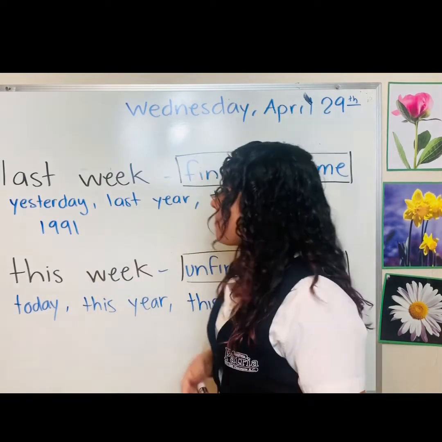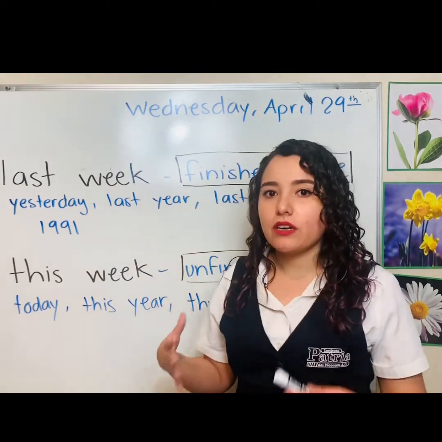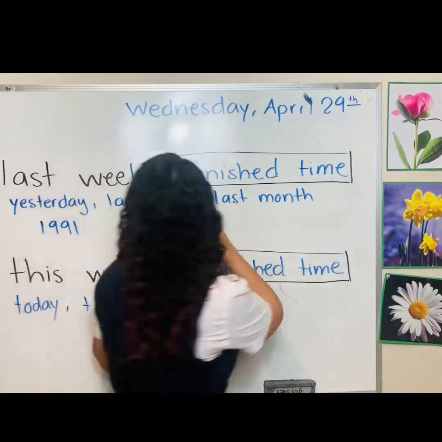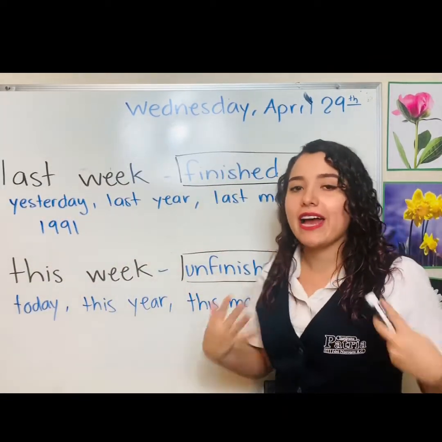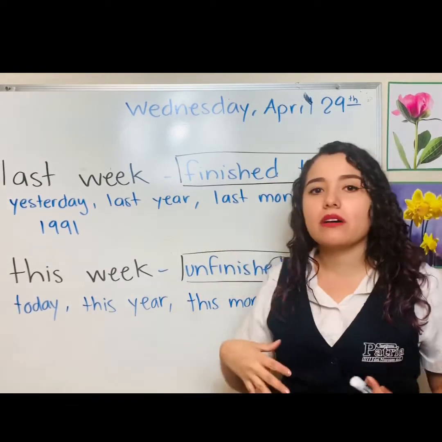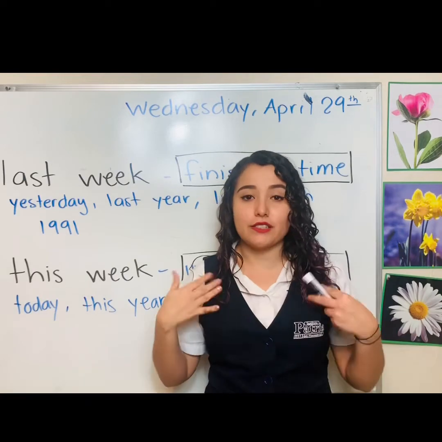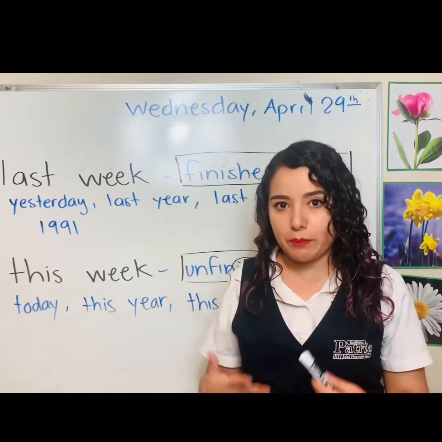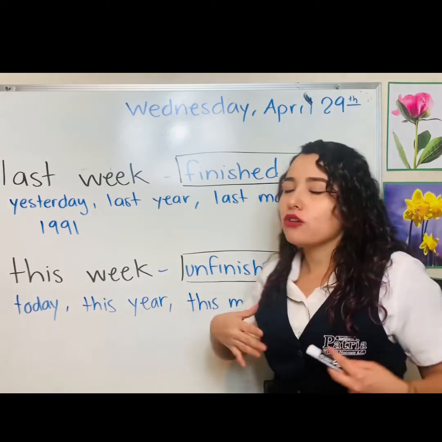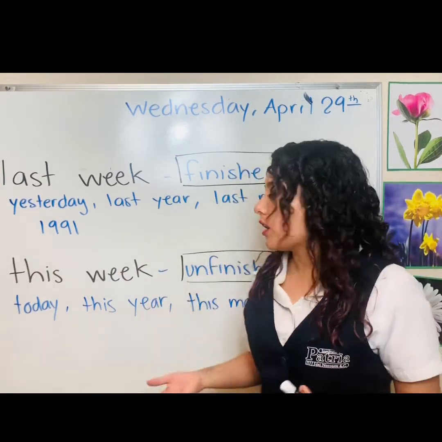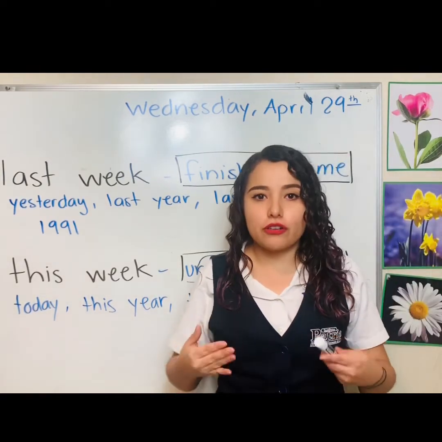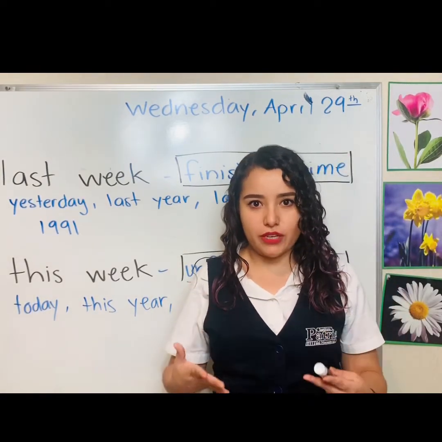Okay, so in order to know when to use the present perfect, you need to think about time. Let's say last week and this week. You need to think about unfinished and finished time. For example, last week it is finished. You cannot add any more things. For example, yesterday, last year, last month, in 1991. It is done and it is finished. So you need to use the simple past. But when you're talking about unfinished time, you can still add something. When you're talking about today, this year, this month, right now, you're going to use the present perfect.